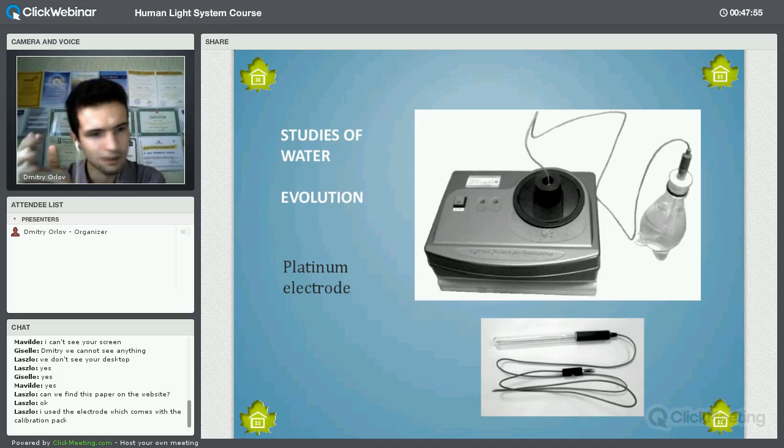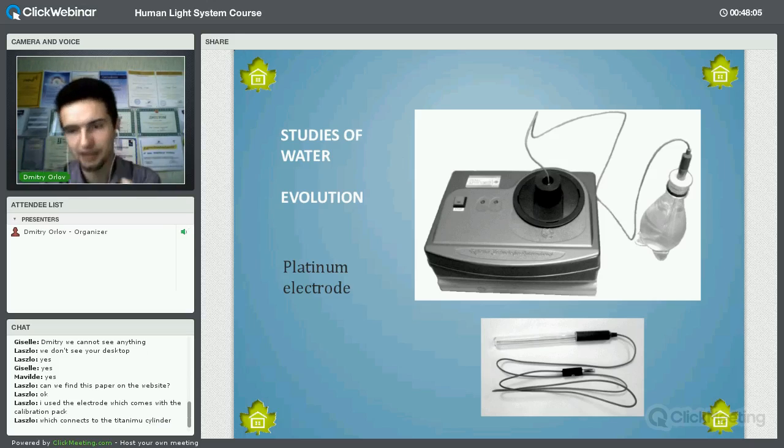which electrode comes with the calibration pack. Well, the thing with the standard electrodes is that if they are made from regular metal, this metal becomes rusted in the water. A platinum electrode does not rust in the water, and it stays at the same level, with the same properties as it had in the beginning, and that's why the results are much more reproducible.